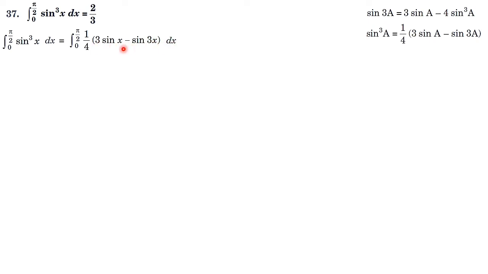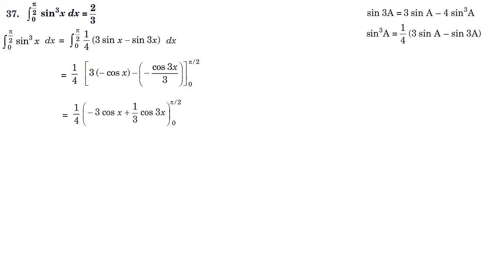So we know the integral of sin x. 1 by 4 into the integration of 3 sin x; 3 is a constant, keep it outside. The integral of sin x is minus cos x, and the integration of sin 3x is minus cos 3x divided by the coefficient of x, here 3. Apply the limit 0 to pi by 2. Then 1 by 4 into, taking the minus outside, minus 3 cos x, minus into minus plus 1 by 3 cos 3x, from 0 to pi by 2.